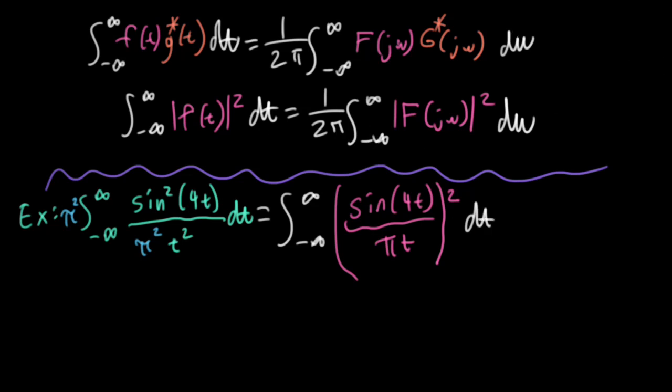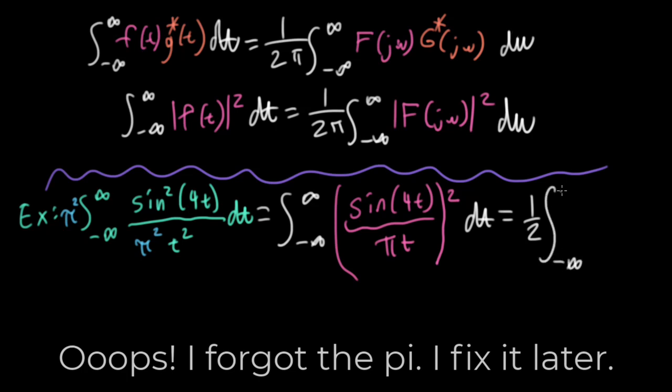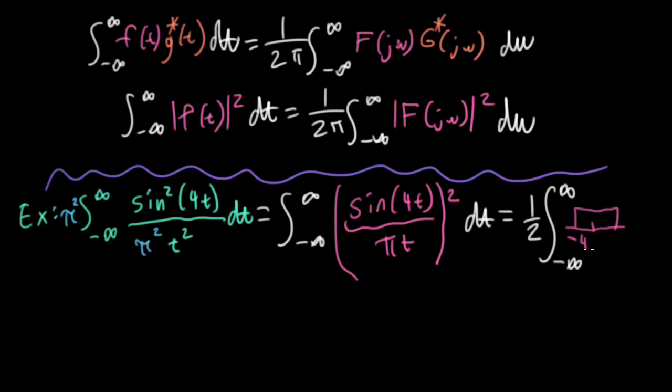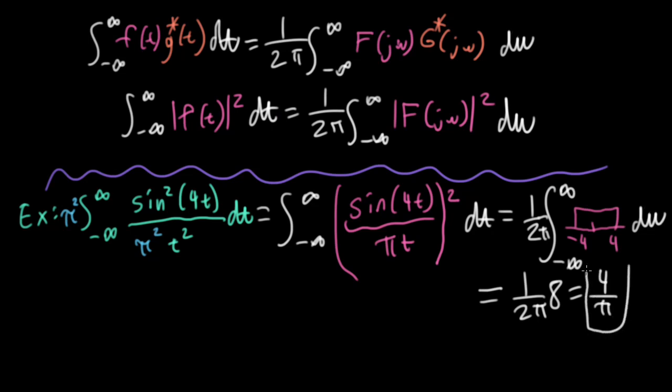So, according to this theorem up here, this is equal to pi squared times 1 over 2 pi times the integral going from minus infinity to infinity of the magnitude squared of the Fourier transform of this. And well, I know that the Fourier transform of this sinc function is just a boxcar function going from -4 to 4. Oh, and I forgot to put a pi here. Let me put a pi here. So let's see. So this is equal to 1 over 2 pi. And I have a rectangle that has length 8 and that has height 1. So that's 8. So this whole thing is just 4 over pi.